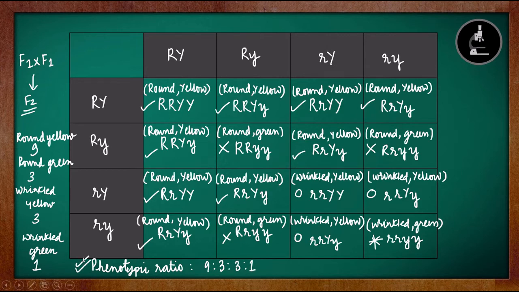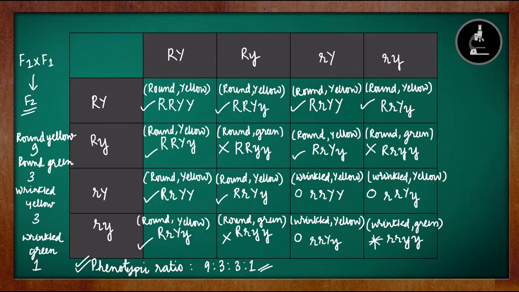Just like how the ratios were important in monohybrid cross, similarly the ratio of the F2 generation in dihybrid cross is also important. So this is about the phenotypic ratio of the dihybrid cross for the F2 generation, that is 9 is to 3 is to 3 is to 1. We have done the cross, performed it, and understood how the ratio is also coming. So this is about the dihybrid cross.